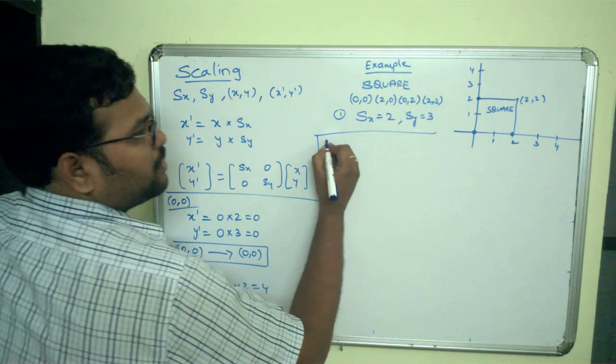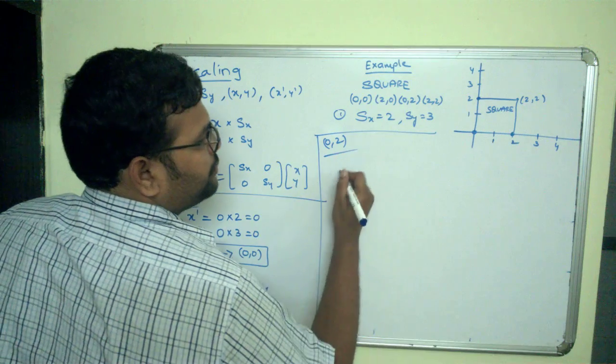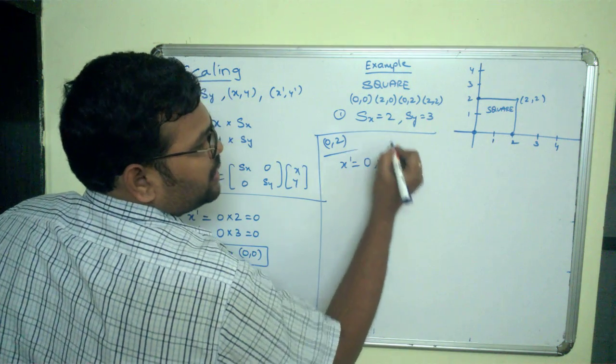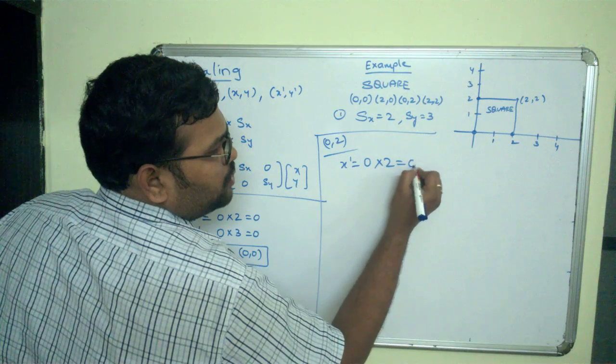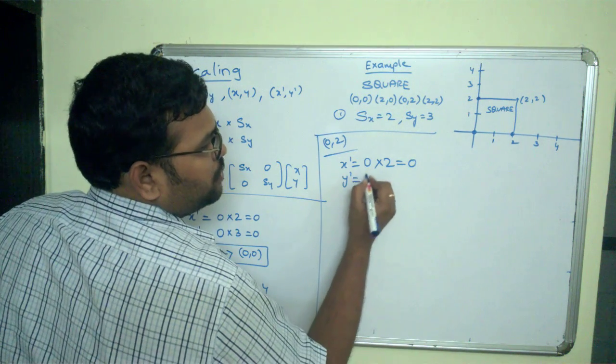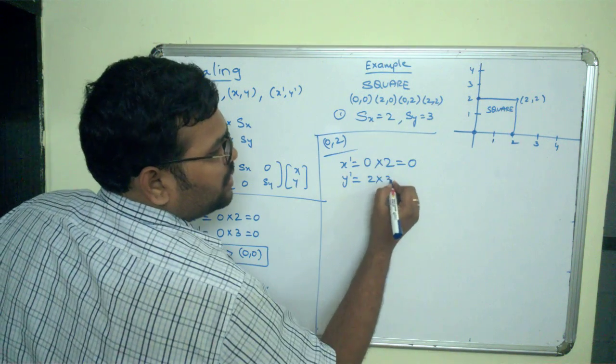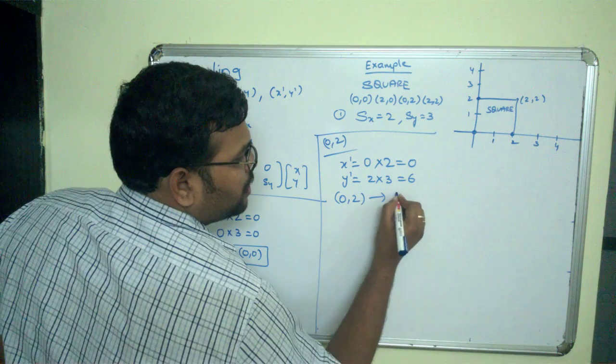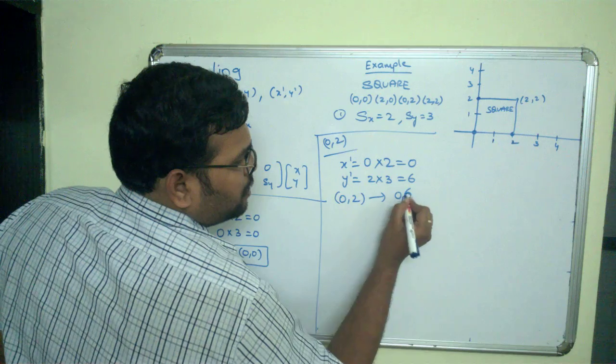Coming to the third point, 0 comma 2. x dash is equal to x into Sx, 2 into 2 is equal to 0... x dash is equal to 0. y dash is equal to 2 into Sy, 3, which is equal to 6. So 0 comma 2 becomes 0 comma 6.